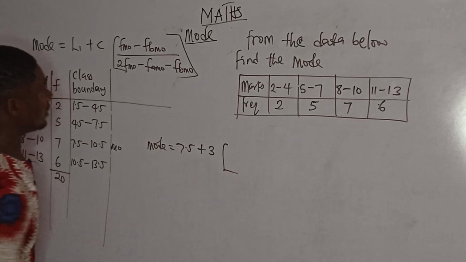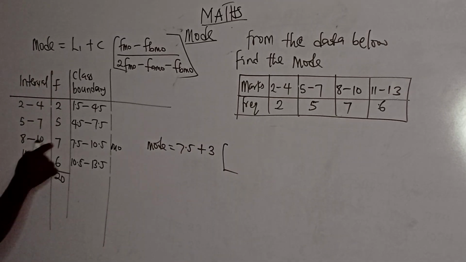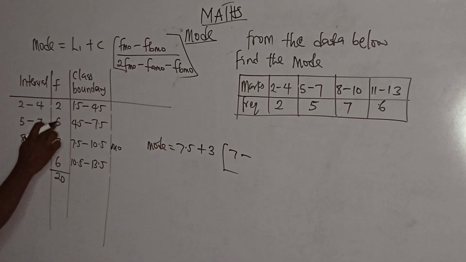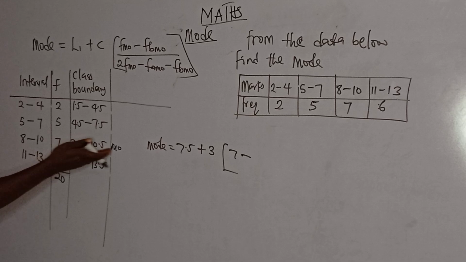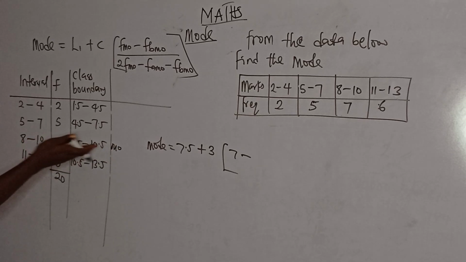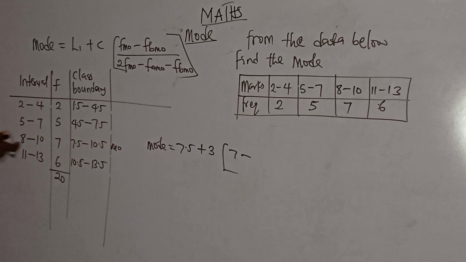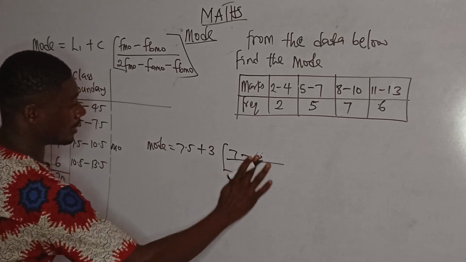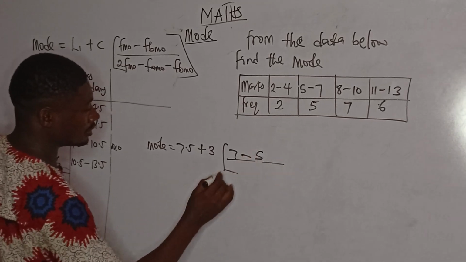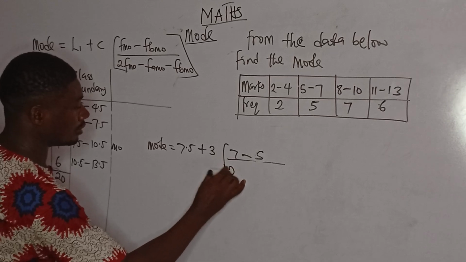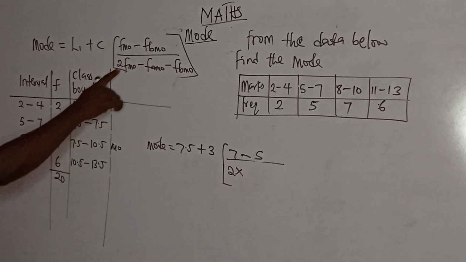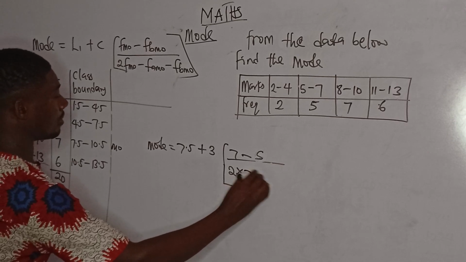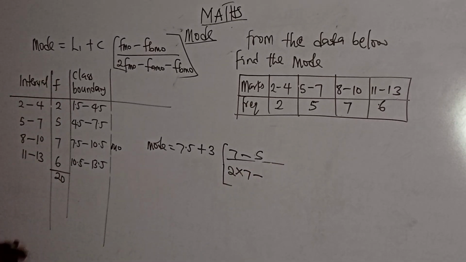Then you open a bracket. Frequency of modal class, that is 7, minus frequency before modal class, that is 5. Look at the modal class line. The third line is the modal class line. The frequency before that modal class line is 5. Then divided by 2 times the frequency of modal class, which is 7, minus frequency after modal class, which is 6.